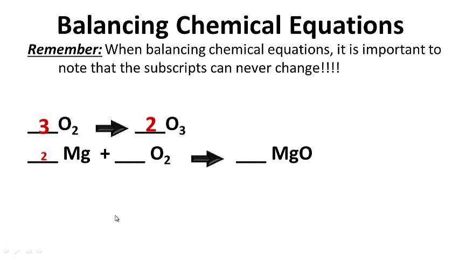Well, if I put a 2 there, that gives me 2 magnesium. So I have 2 oxygen and 2 magnesium on this side. What am I going to need to put over here to give me 2 magnesium and 2 oxygen? Okay, that's right, a 2. And now we're good. 2 magnesium, 2 oxygen, 2 magnesium, and 2 oxygen.